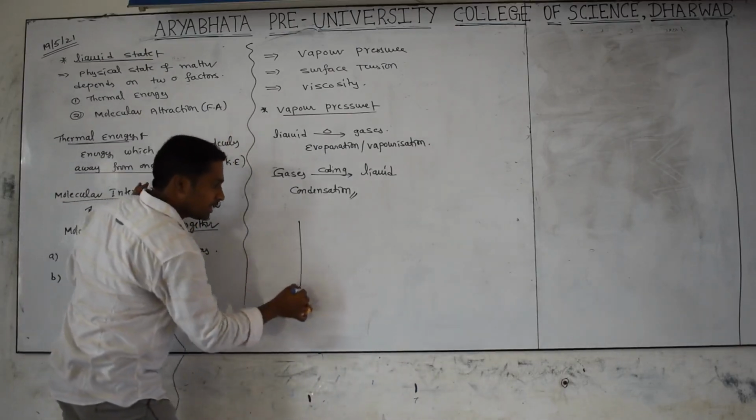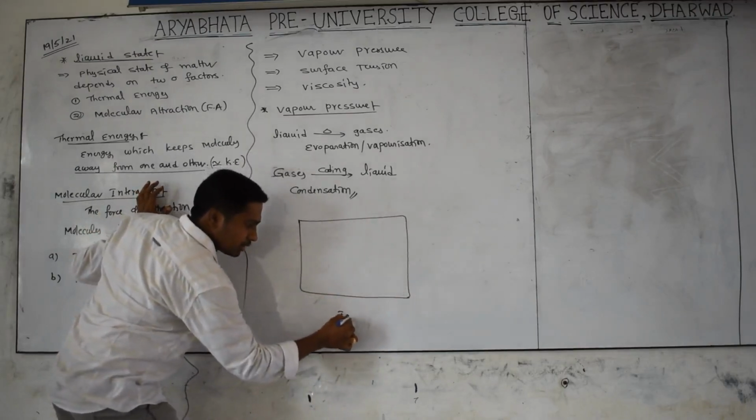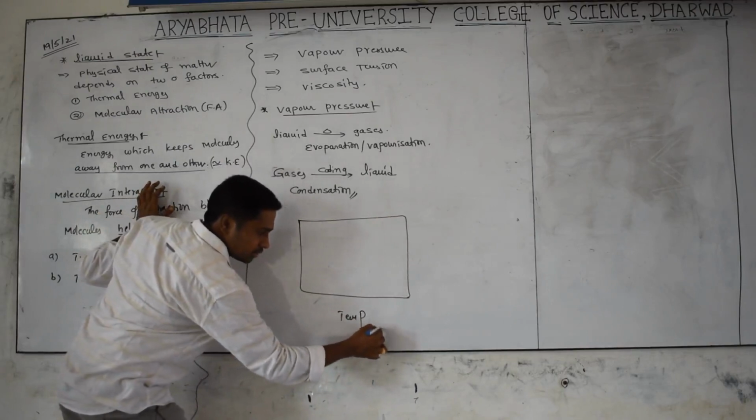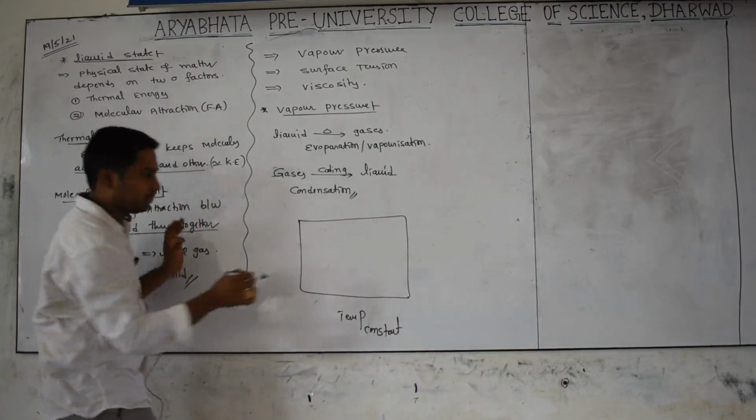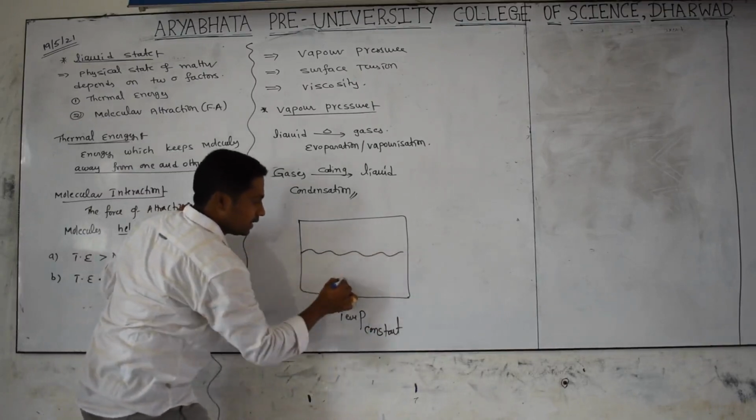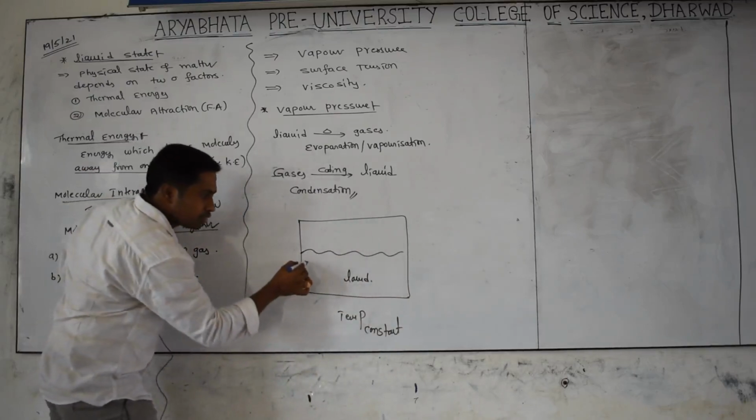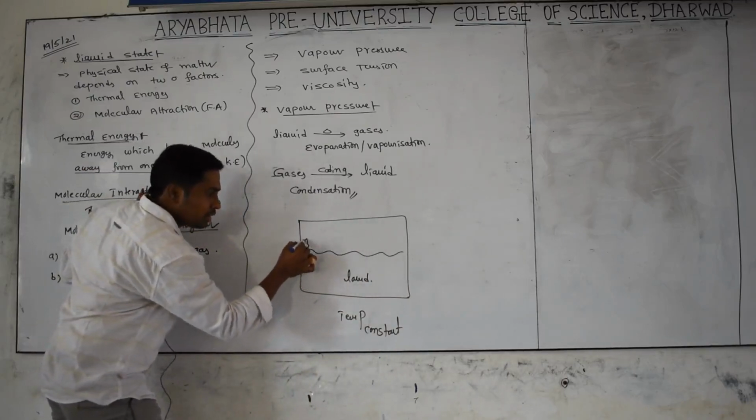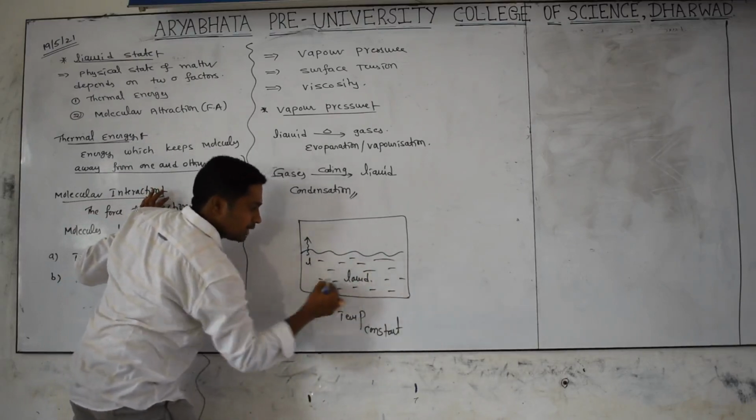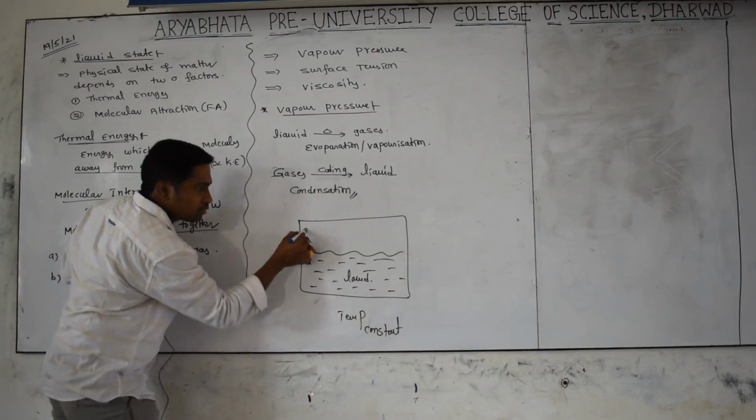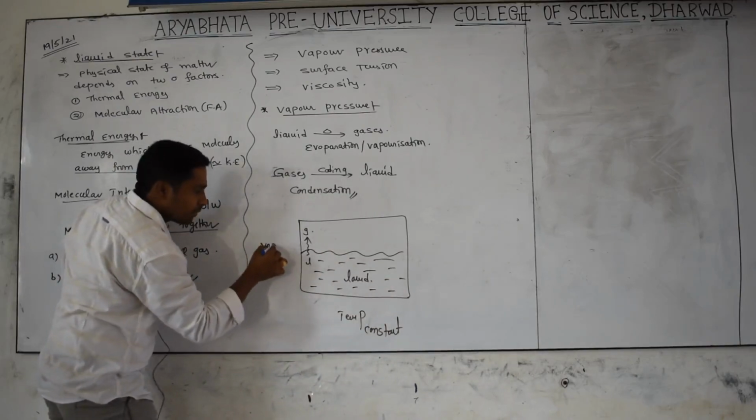Now, look carefully. First of all, I am taking one liquid at a particular temperature. The temperature is constant. I am maintaining the temperature constant. I am taking one liquid in this room. So what happens at that temperature? In this closed container, first of all, liquid molecules convert into gas molecules. The phenomenon is called vaporization.